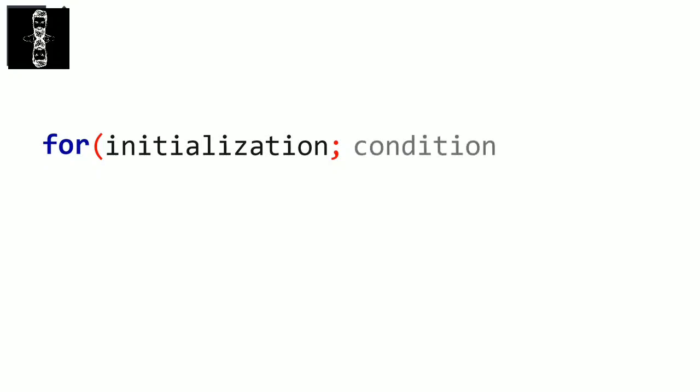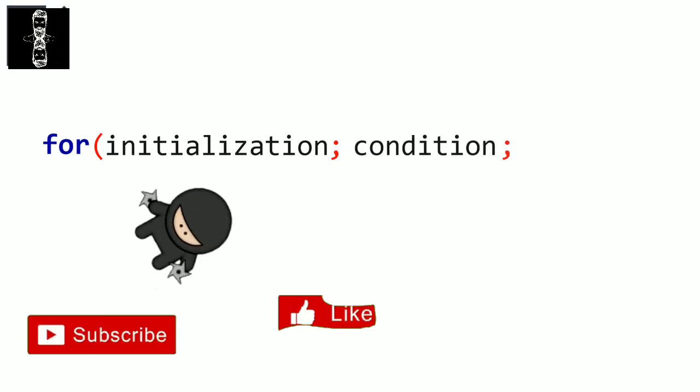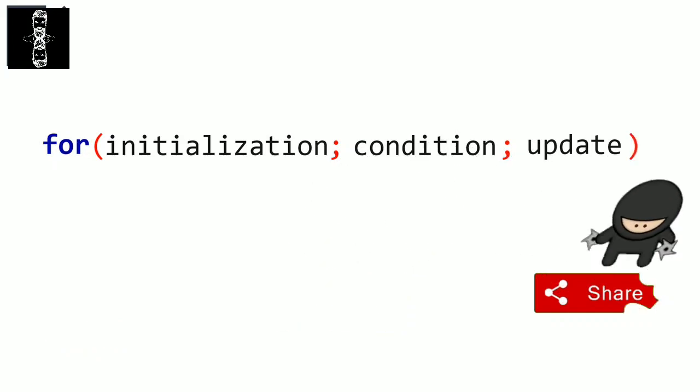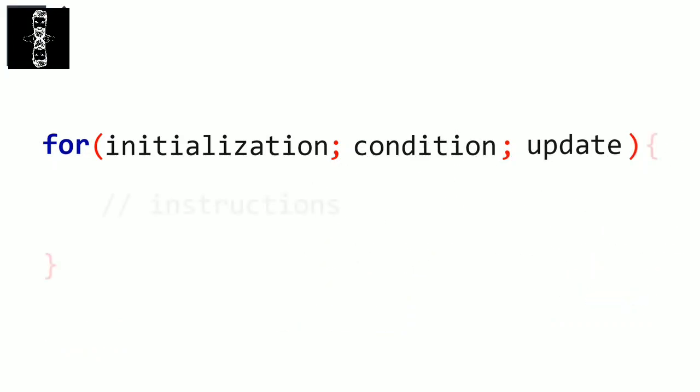It's called the for loop. Let's see its syntax. First we have the keyword for, then we open parentheses. Now we have 3 elements. We have the initialization, then a semicolon, then the condition, then another semicolon, then the update, then we close the parentheses, and then we have the body of the loop. We can represent it with this schema.